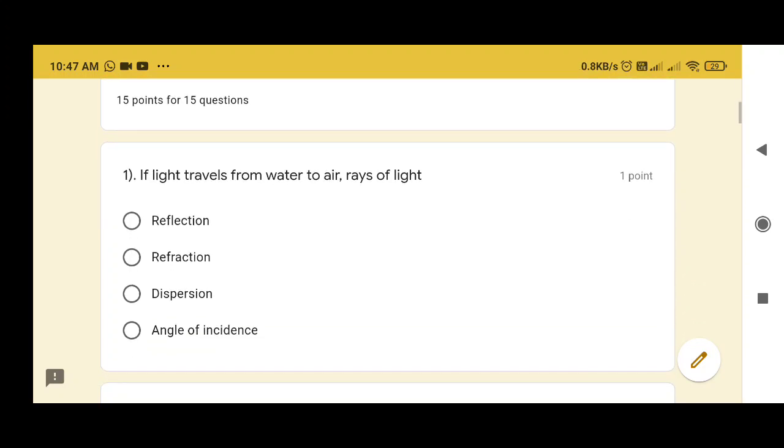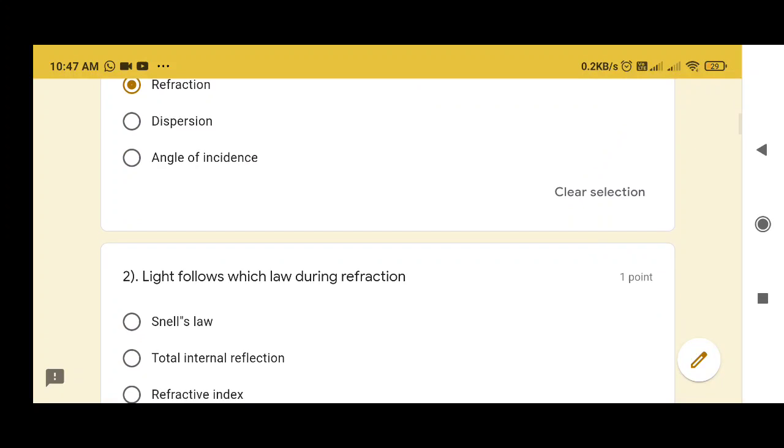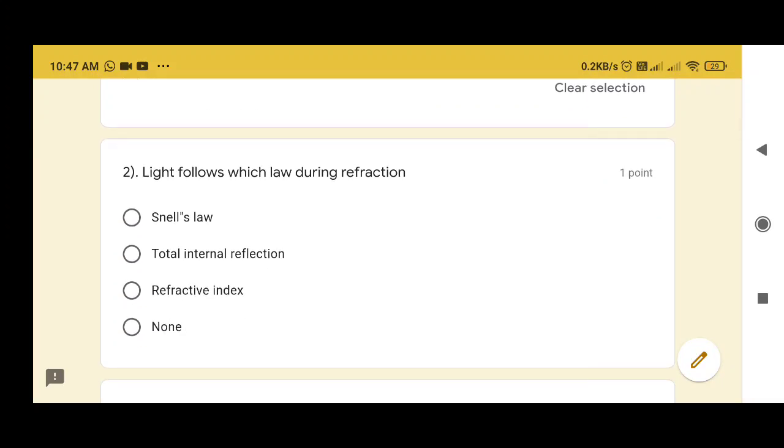The first question: if light travels from water to air, rays of light. The answer is refraction. When light travels from one medium to another medium, refraction happens. So the answer is refraction. The second one: light follows which law during refraction? During refraction of light, the light obeys Snell's law. So the answer for this one is Snell's law.